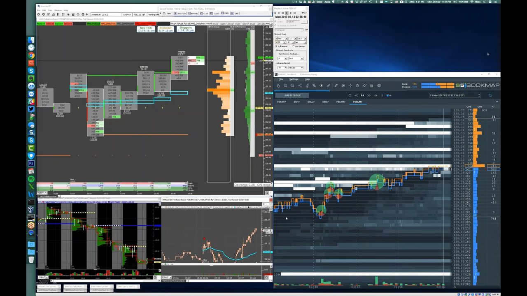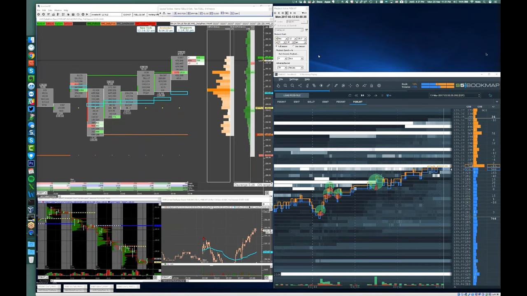Now you can see here, it's just moving up and up and up. That's where people get stuck a lot. So right now, this is where Bookmap is really, really good.